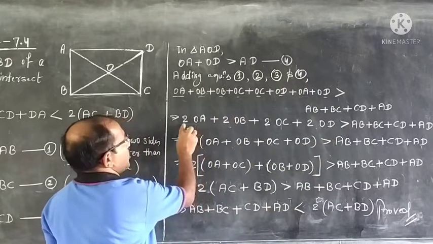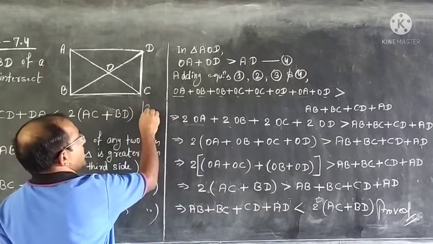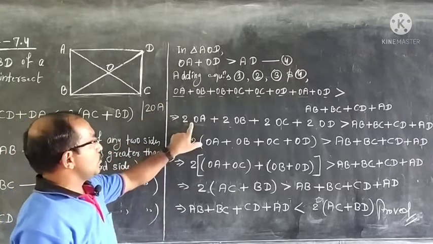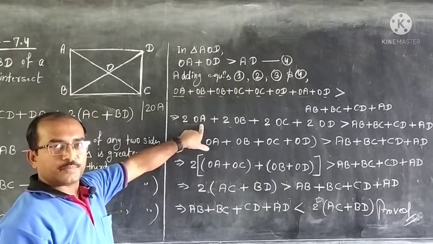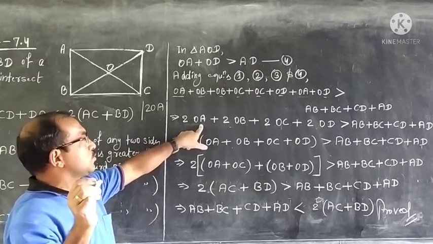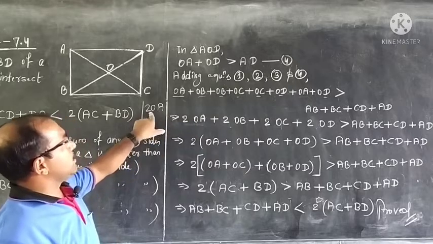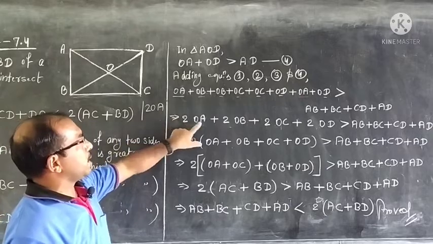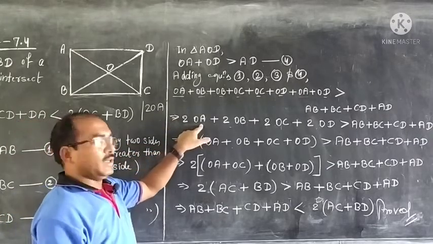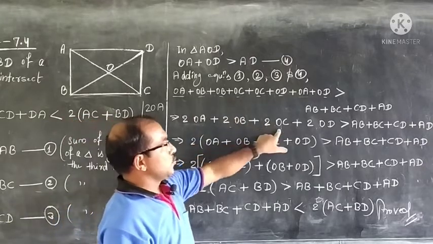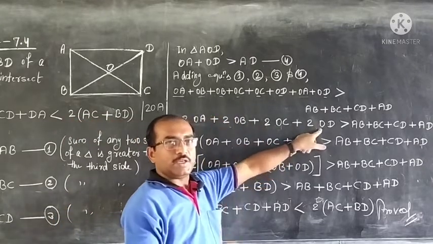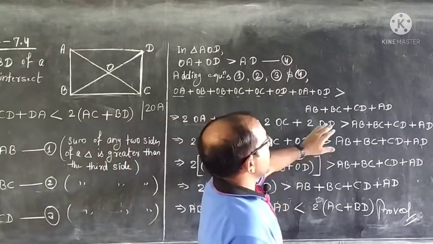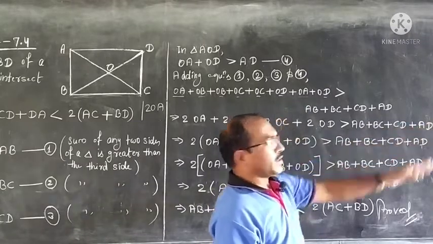But when we write this, we need to be very careful. If we write 2OA, it looks like we wrote 20A. So there should be a little gap between 2 and OA. It is a small thing, but we should mind it. Writing 20A or 2A will be a little confusing. So be careful whenever you write this kind of term, leave a little gap. So 2OA, 2OB, 2OC, 2OD, otherwise it will look like 20A, 20B, 20C, 20D. Try to avoid that kind of thing. Is greater than AB plus BC plus CD plus AD.